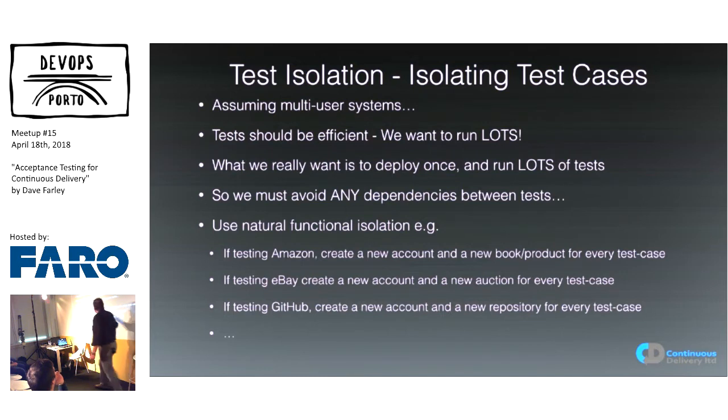So, testing eBay, you create a new account and a new auction. Testing GitHub, you create a new account and a new repository, whatever it is. And you can use natural isolation, the natural features, the behaviors of the system to isolate behaviors in a different system. At the end of the test run, your software will look kind of weird compared to production. You'll have loads and loads of books and accounts, maybe more than you would have, a different distribution of accounts and things in your test.